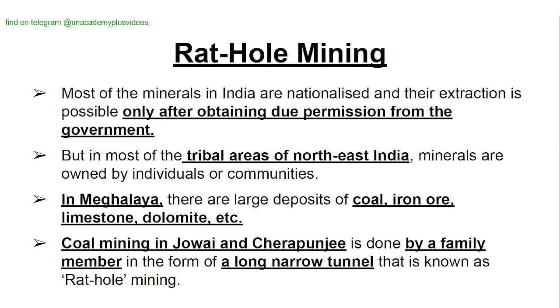Rat hole mining. Most of the minerals in India are nationalized and their extraction is possible only after obtaining due permission from the government. But in most of the tribal areas of northeast India, minerals are owned by individuals or communities. In Meghalaya, there are large deposits of coal, iron ore, limestone, dolomite, etc. Coal mining in Jowai and Cherrapunji is done by a family member in the form of a long, narrow tunnel that is known as rat hole mining.